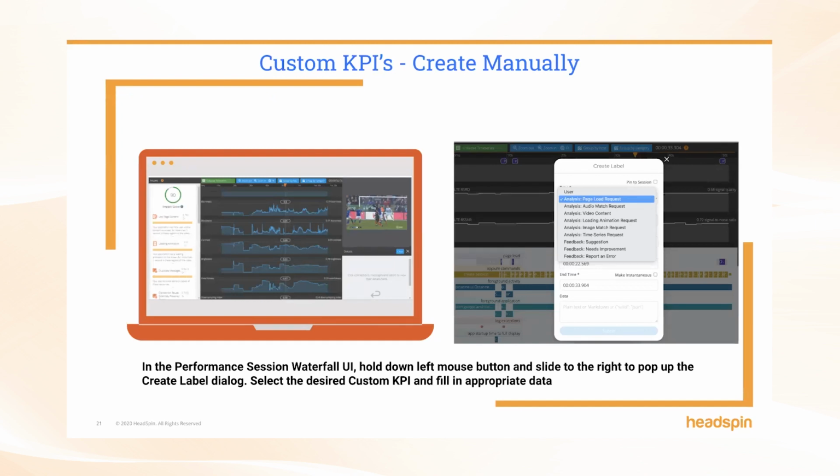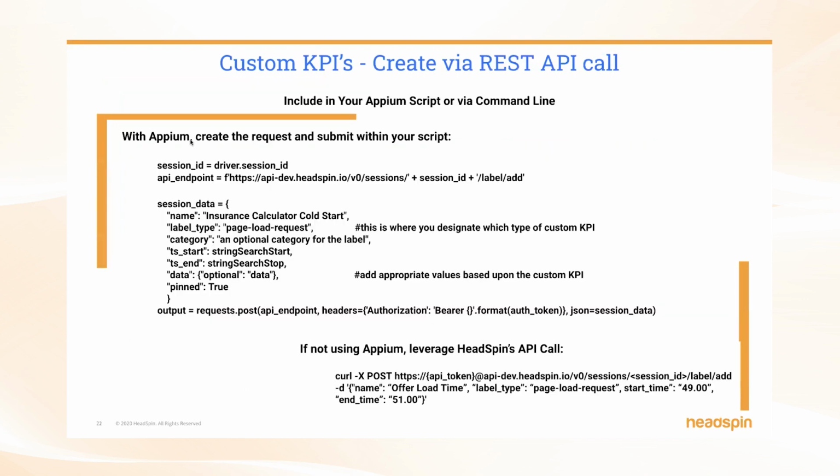Now, how do you do it? Well, we're going to go through this. So there's a way to do it manually when you have your session. You can click on any of these to create these sessions manually. And then we can also do it in an automated fashion, leveraging our REST APIs, either within a script. For example, this is an Appium snippet where you would create the values that you need as far as giving it a name, what type of request. Again, it's all about the start and end time within that session that you need to set. And then any kind of data that goes along with that, you make that request.